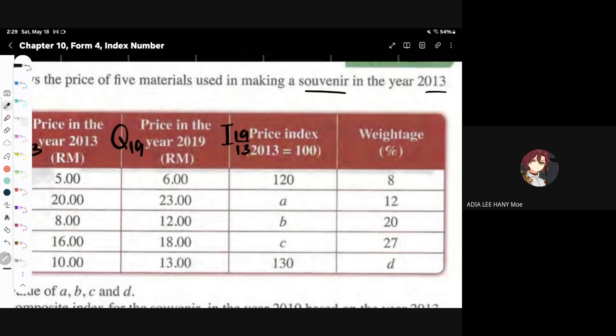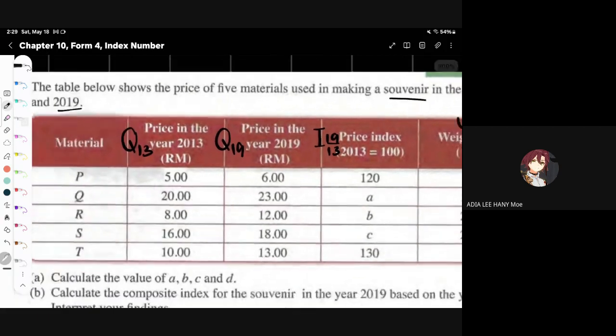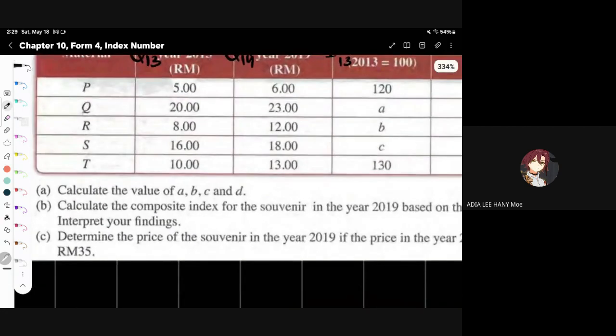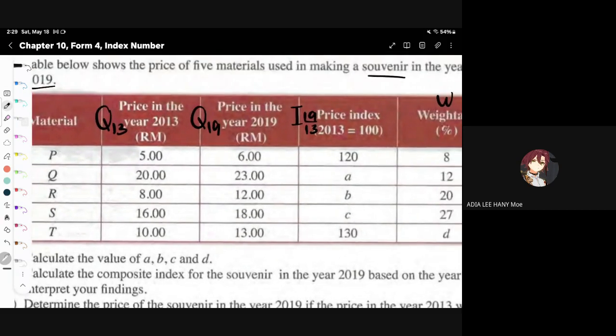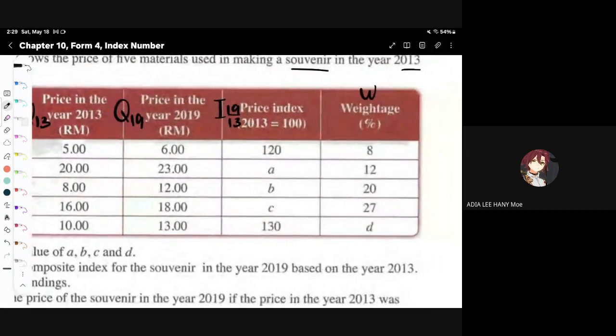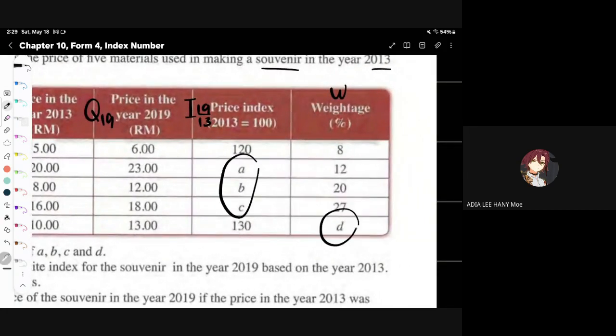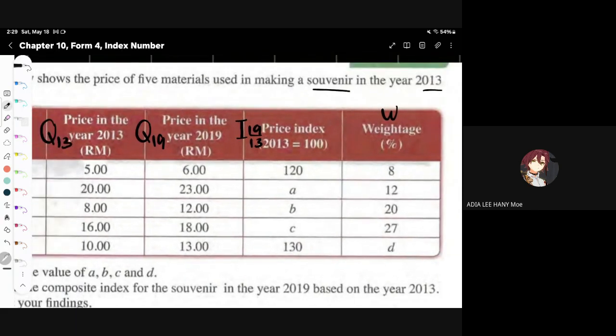Common sense. So it should be I19 over 13. And then the weightage is W, of course. So they say calculate the value of A, B, C, and D. Where is A, B, C, and D? Okay, here. They see here, right? And this one also, right? So this one here, right? What they want? They want price. They want price index of A, B, C, and D, right?